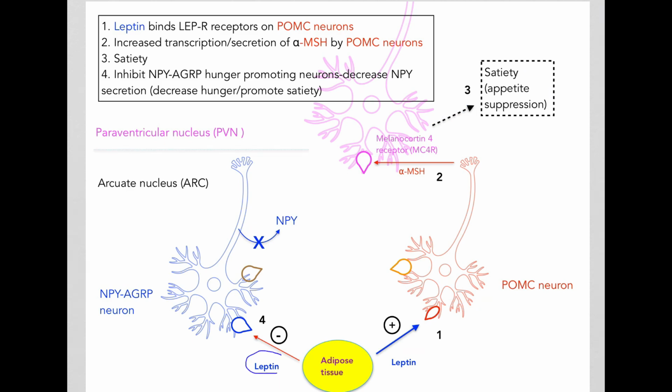Leptin also binds the leptin receptors on the NPY-AGRP neurons. Remember, these are neurons that promote hunger. So by inhibiting these neurons, NPY is not secreted, and that leads to satiety, or suppression of appetite.